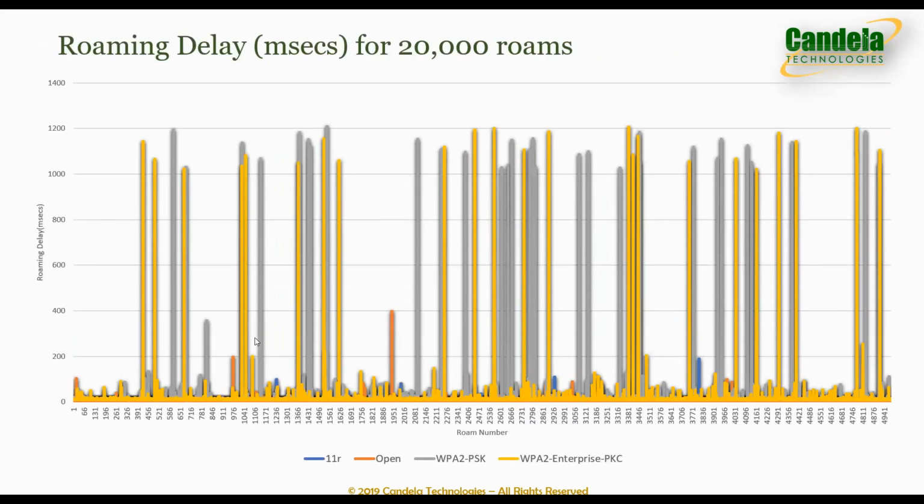This is a chart that shows the results of all the 20,000 roams across time. As I said, there were about 5,000 roams per security type. We can see that with the enterprise proactive key caching method, there were some cases where the roaming delays were very high, as you can see from these yellow bars. And also with pre-shared key, there were some cases where the roaming delays were very high, which are these gray bars. But with open and with 11R, which are the blue and the orange lines, most of the roaming delays were well under 50 milliseconds, and the performance was really good.